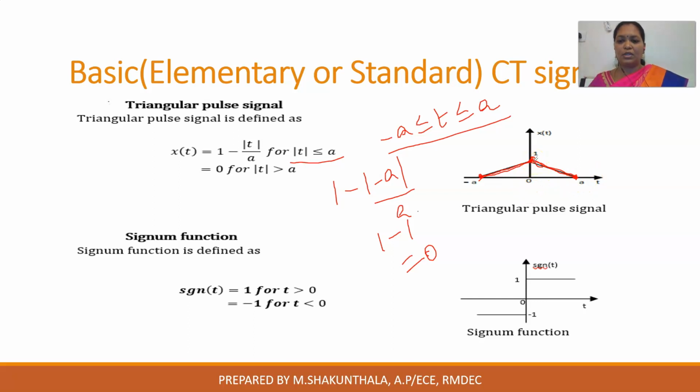Signum function, it is an easy function. It is given by 1 for t greater than 0, and minus 1 for t less than 0. So for positive values of t, the amplitude is 1. For negative values, the amplitude is minus 1. So you will get a graph like this.